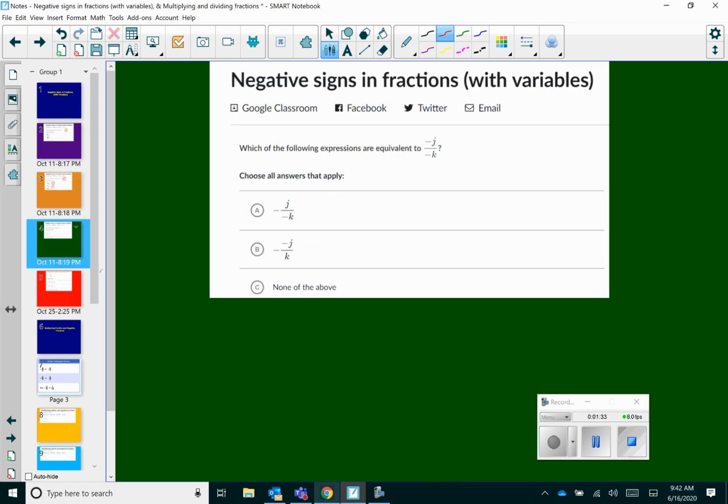Here, which of the following expressions are equivalent to -J over -K? I have two negatives, which makes it a positive. And I can see in both answer choices A and B, both of those have two negatives, which means that both of those would be correct answers. And notice it does say choose all answers that apply.